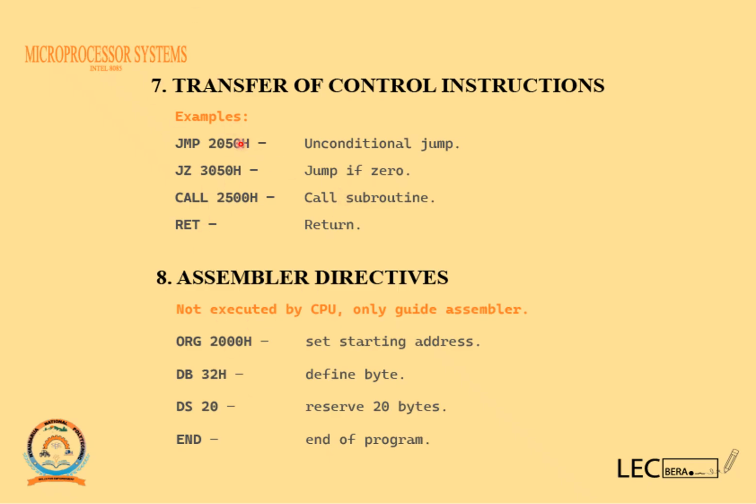So when you want the microprocessor to jump to a specific instruction, then you use JMP. This one is the memory location of where you want that instruction to be executed. Now this is an unconditional jump. It means that we don't have any condition for us to jump. Then we can jump if zero, JZ, to a memory location. This one we can call a subroutine. A subroutine is a small instruction set which can be executed when executing the main program.